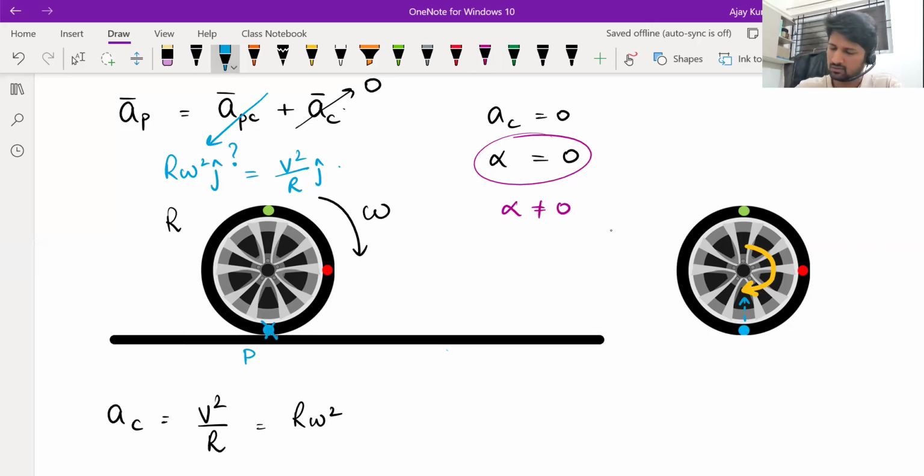And rotation is clockwise. Assume alpha is also clockwise. If alpha is clockwise, what will happen? That point of contact P will have tangential acceleration this way. And what is the formula for tangential acceleration? R alpha. So it will have centripetal as well as tangential. You will have to consider both. The problem becomes too lengthy or complicated, but you will have to consider it. If alpha is 0, the tangential acceleration won't be there, but radial acceleration has to be there because rolling motion or rotation is happening. Radial acceleration will be there for every point except the center of mass.